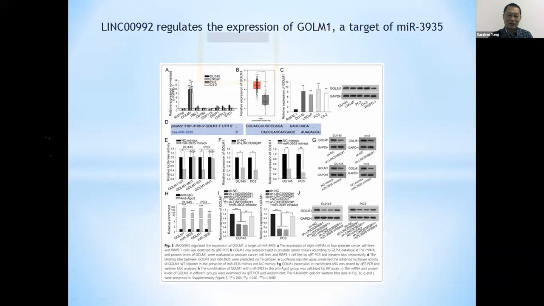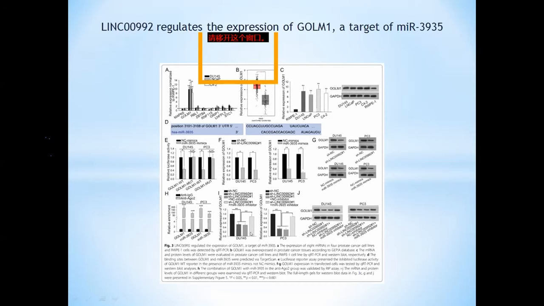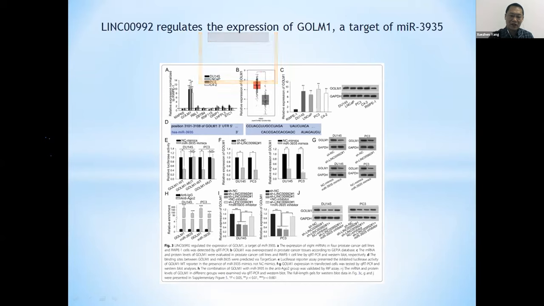Here, we go to picture I. Picture I is actually a result of the RT-PCR. It's the mRNA expression level result. Here, this bar is very important. That means the effect of shRNA of link 00992 could be restored by microRNA 3935 inhibitor.